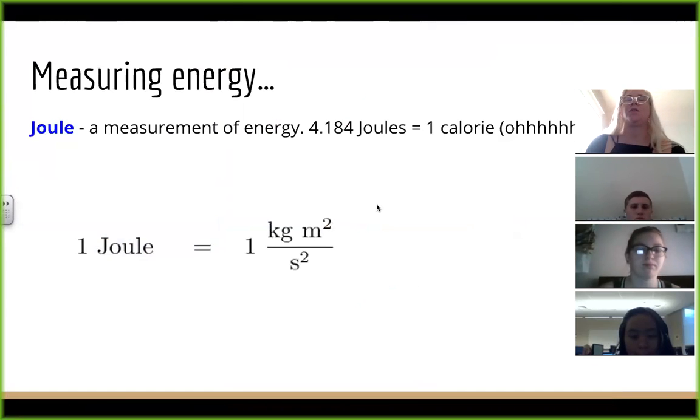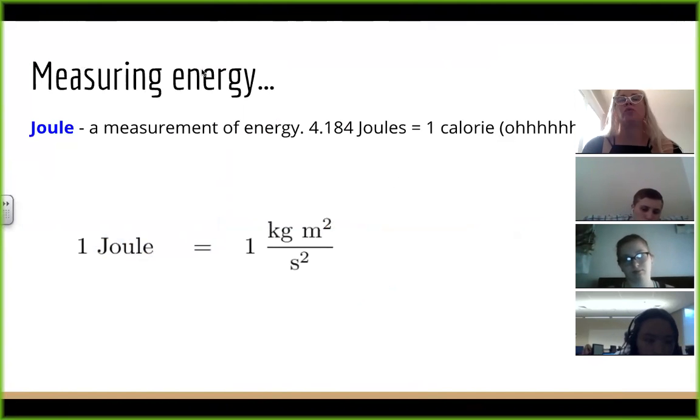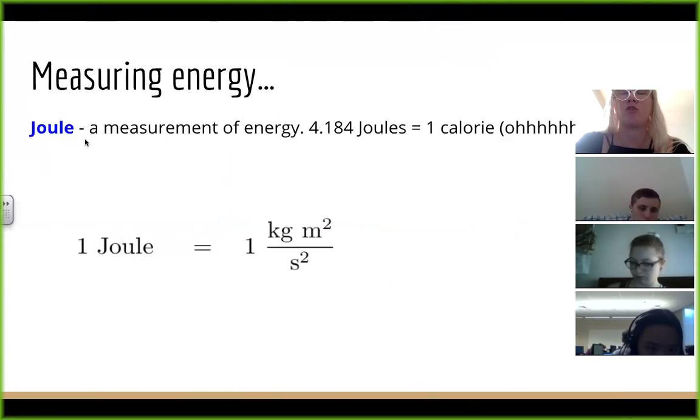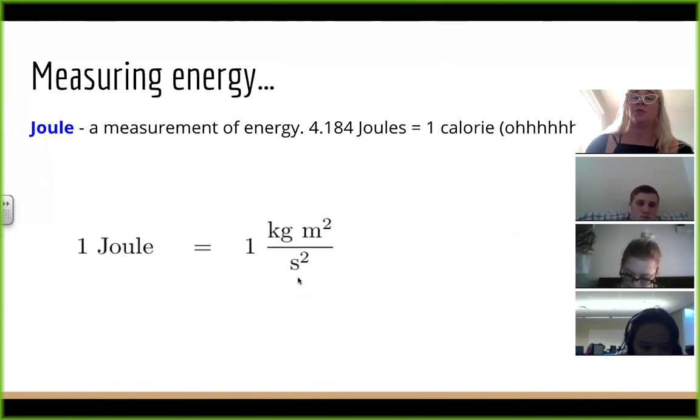Okay, so the next thing is measuring energy, right? Energy is usually described in something called a joule. That is a measurement of energy. And what a joule is equal to, we see here. It is a kilogram times a meter squared divided by a second squared. Now, this might seem strange, but really what it is a force times a distance over time, basically.